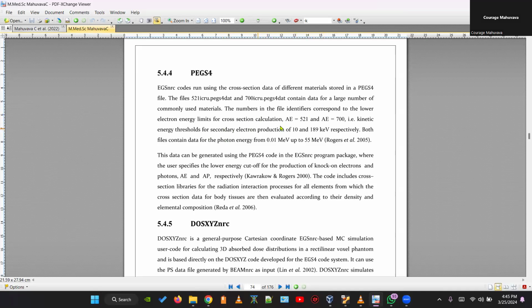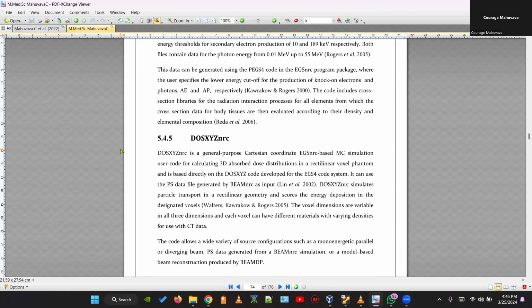You see there are two files. One of them is written ICRU 521. The other one is 700, right? We will talk about this maybe a little bit later. But for the purposes of this course, or at least for the purposes of the example that I'll show you, we'll use the 700 ICRU PEGS4 data. All right. This is usually used for kilovoltage beams, but we'll talk about that a little bit later.